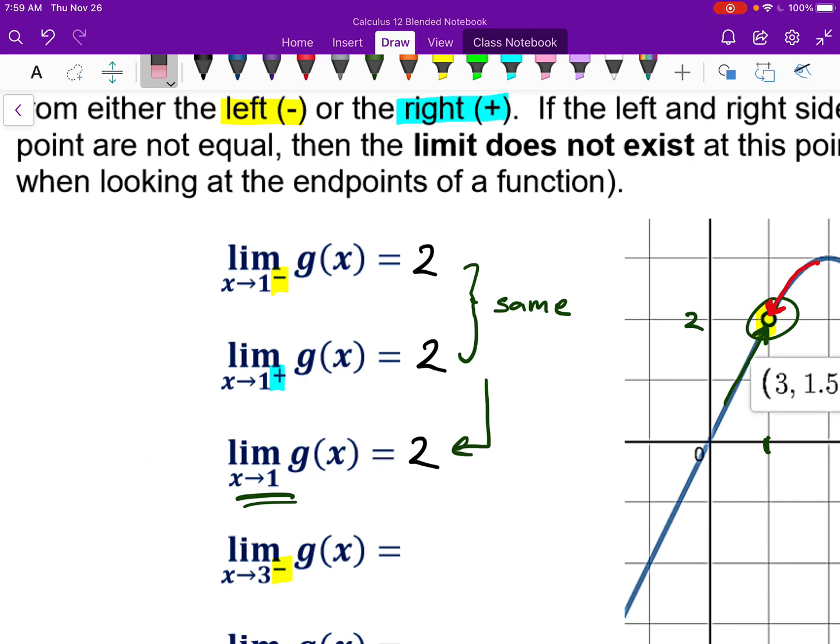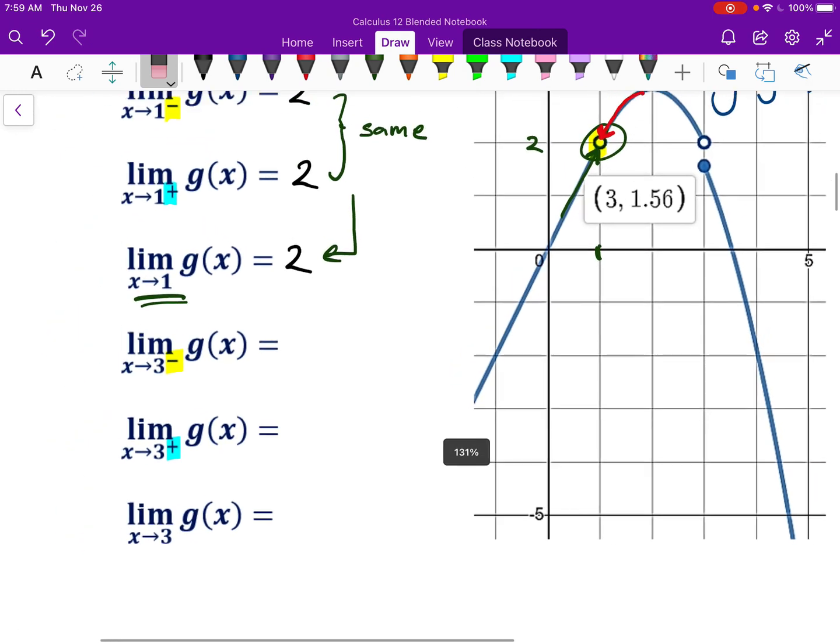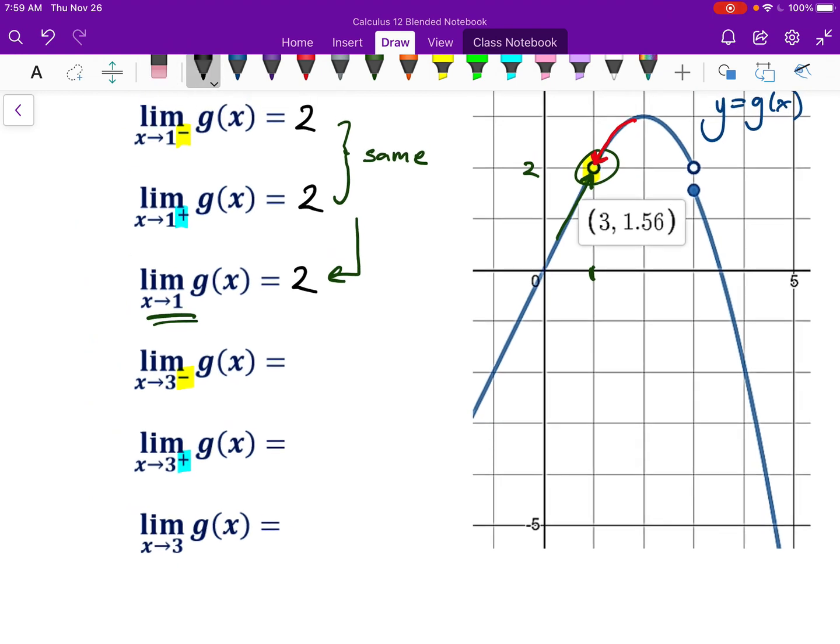And what if the left and right sides aren't the same? Like when we approach 3 from the left or from the right. So now let's pay attention to this point here. When x is 3, I have this break in my graph. All right, so first, let's approach 3 from the left. That means from here. As I approach from the left, I get infinitely close to this point here. I never reach it, but I get infinitely close, and that point there has an output of 2.